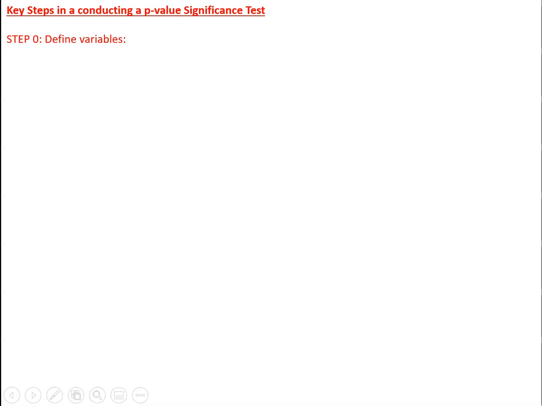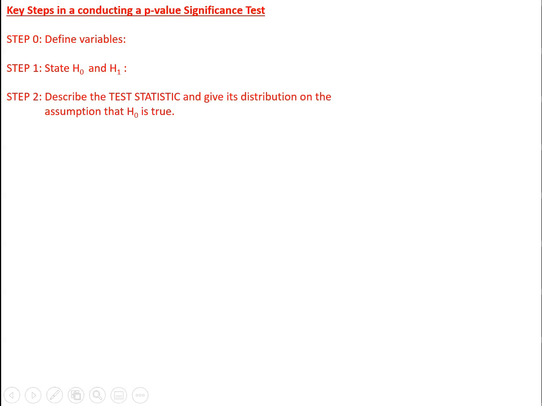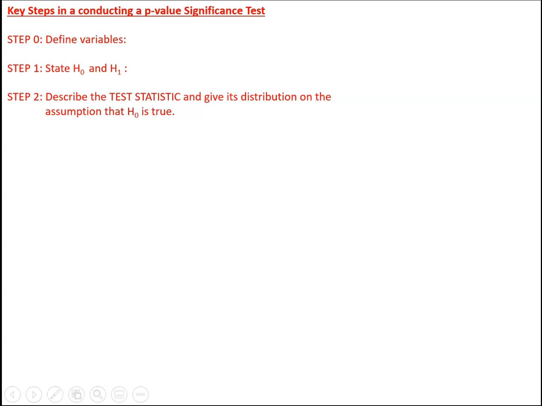Those key steps were, first of all, to define the variables. Then we needed to state the two hypotheses under consideration, namely the null hypothesis and the alternative hypothesis. We had to describe the test statistic on which the significance test was going to base its decision, and give the distribution of the test statistic on the assumption that the null hypothesis was true. We then need to state whether the test is a one-tail or a two-tail test.